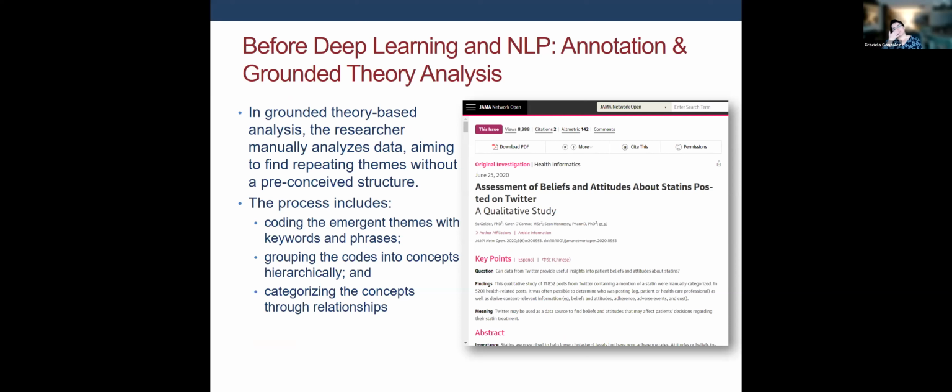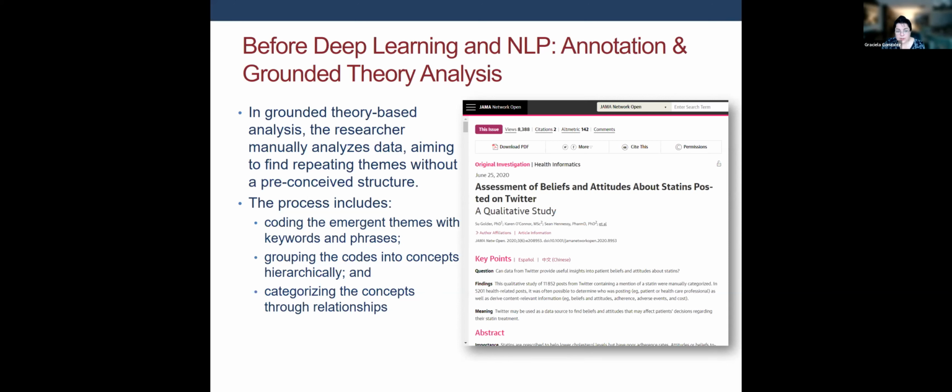Before it all happens, we always start with a thorough analysis of the data itself by hand. I use a lot of grounded theory-based analysis, where we start looking at this real-world data, social media data, or forum data even, without any specific framework in mind, any preconceived structure or hypothesis. We simply start with an open question. In this case, this is a paper published in JAMA Network Open. The question that triggered this one was, what do patients discuss if they post about statins on Twitter?